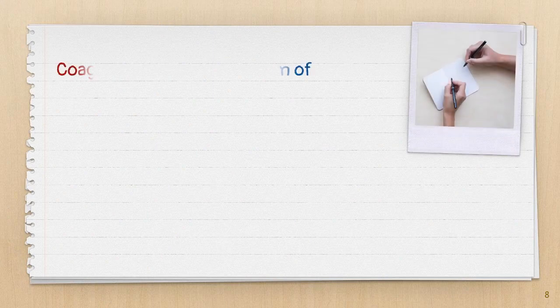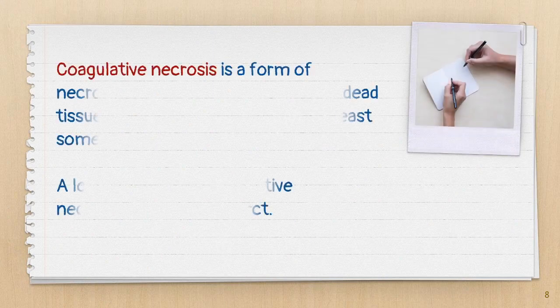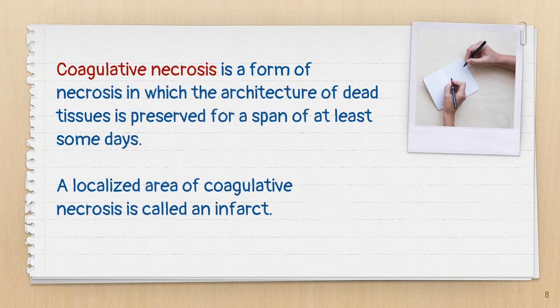It's a necrosis in which the architecture of dead tissue is preserved for a span of at least some days, and the affected tissues exhibit a firm texture. The injury denatures structural proteins as well as the enzymes, and the proteolysis of the dead cells is blocked. As a result, eosinophilic anucleate cells may persist for days or weeks. Ultimately the necrotic cells are removed by phagocytosis.